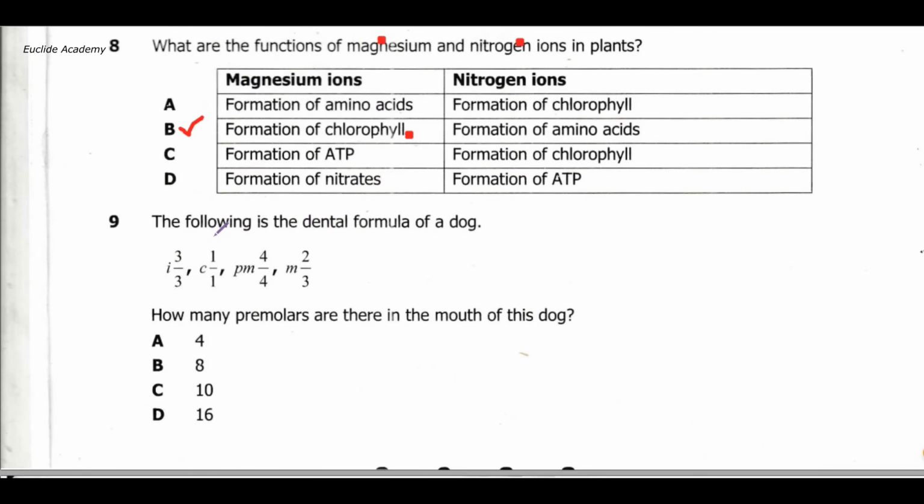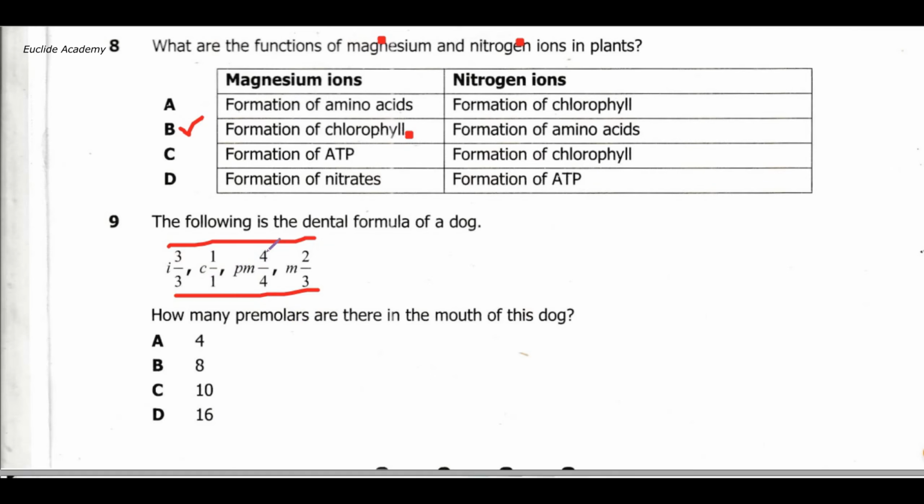The following is question 9. The following is the dental formula of a dog. How many premolars are there in the mouth of this dog? Here you have got the ones which are on top and the ones which are down. But remember, this is just on one part of the jaw.